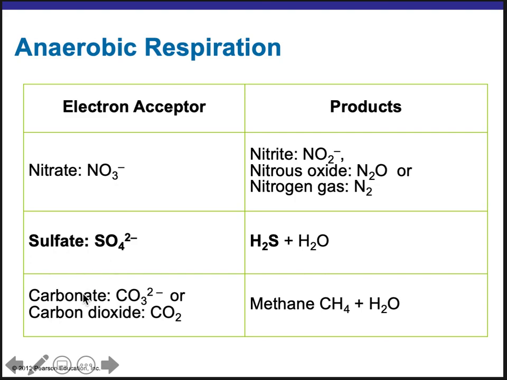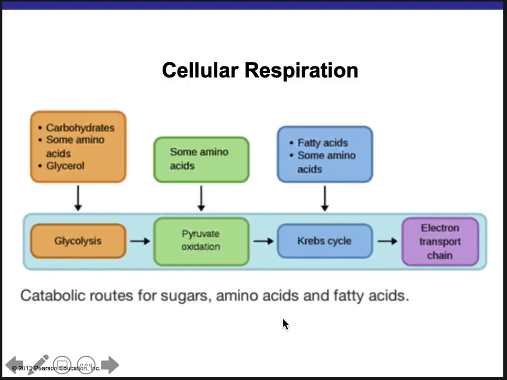So now the carbonate, CO3 2-, or carbon dioxide. So some organisms, usually archaea, can use carbon dioxide or carbonate and produce methane. And so those are the methanogens, the archaea. Okay, so good job. You have now learned about cellular respiration, and we will end here. We'll pick up here in the third part.